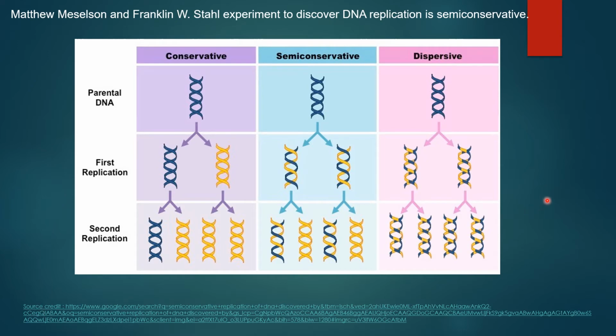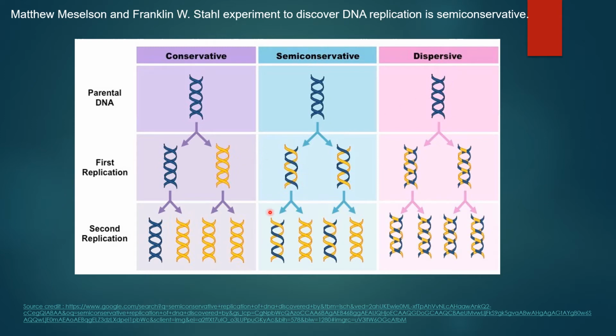Okay, coming back to the question. For answering this question, we must have some idea about the semi-conservative mode of DNA replication. This semi-conservative mode of DNA replication was discovered by Meselson and Stahl. They performed the experiment using radioactive nitrogen to understand whether DNA replication is conservative, semi-conservative or dispersive.